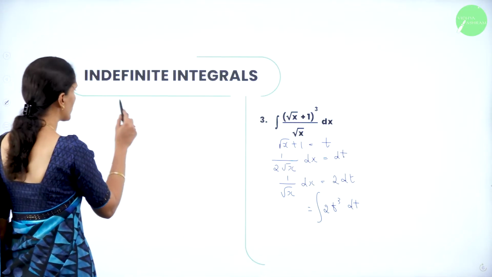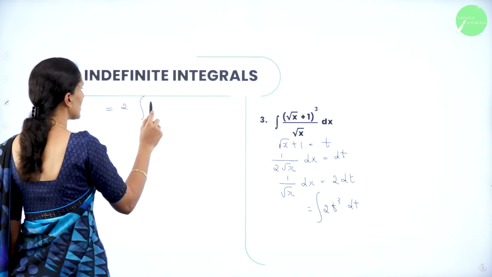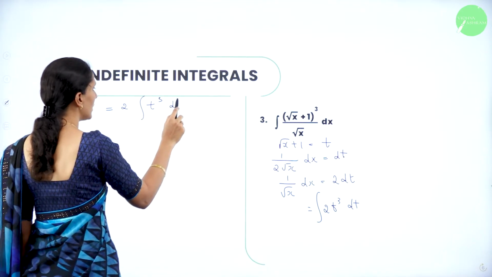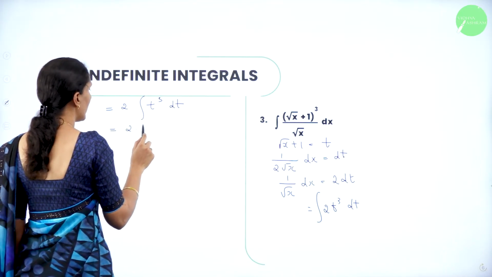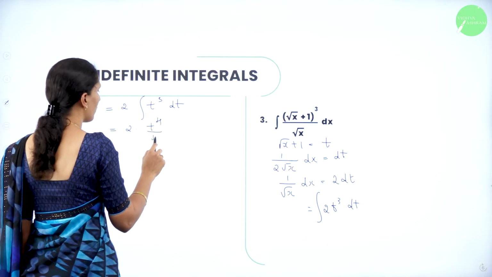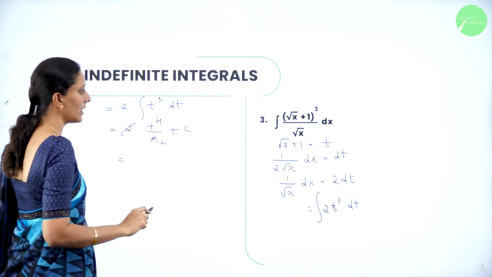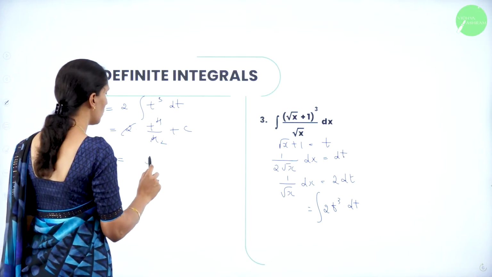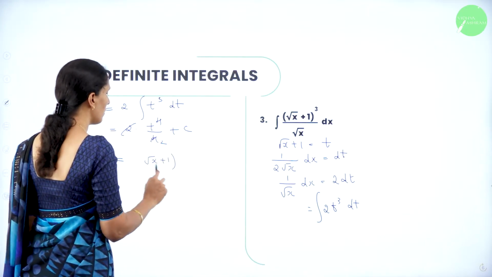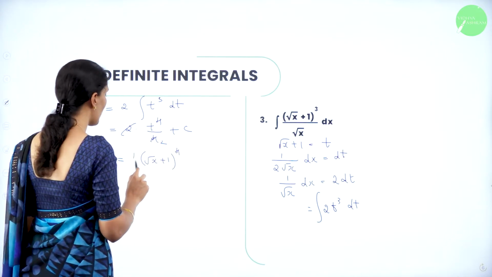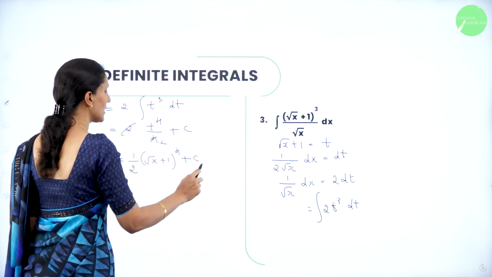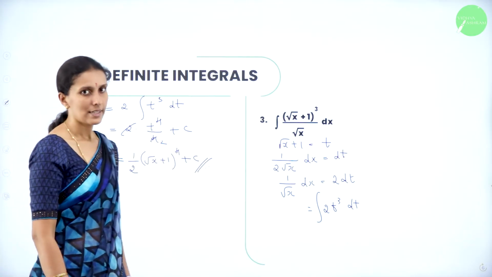Let's keep 2 outside. Then it is t cube into dt. So into t to the power 4 by 4 plus c, the 2 cancels. What is t we have taken? It is root x plus 1. So (root x plus 1) whole to the power 4. Here we have a constant half plus integration constant c.